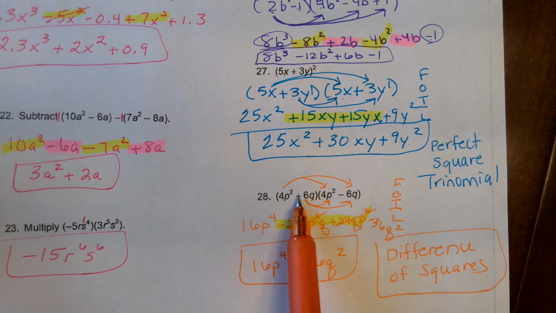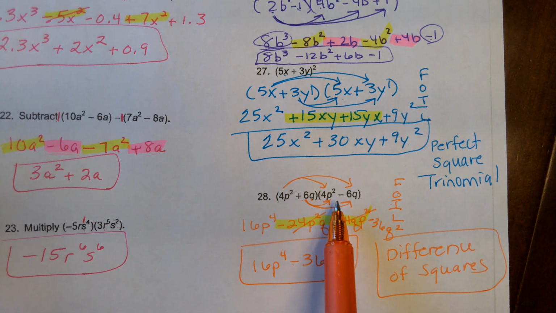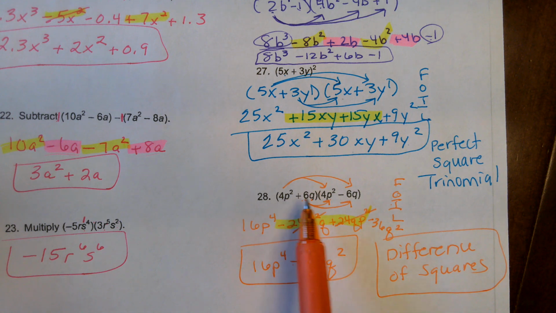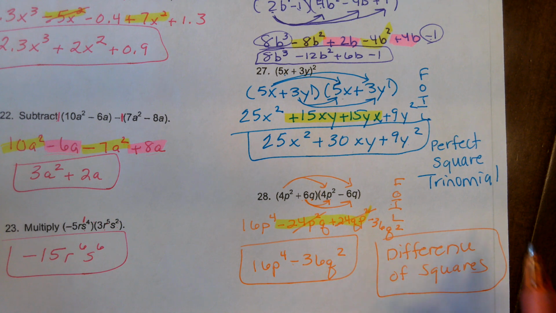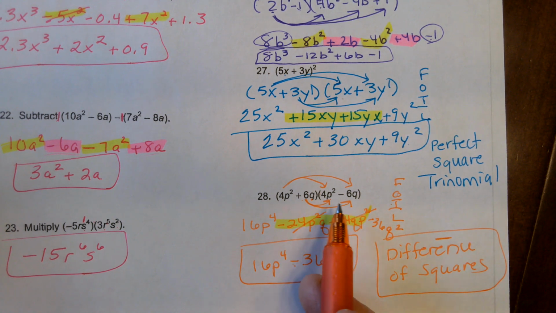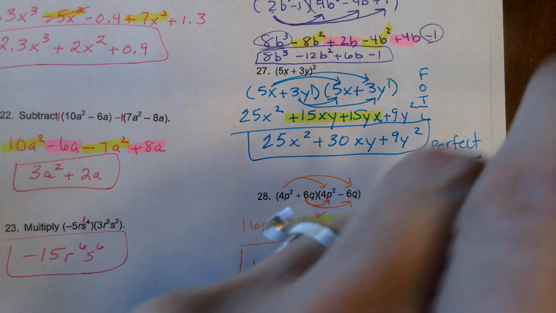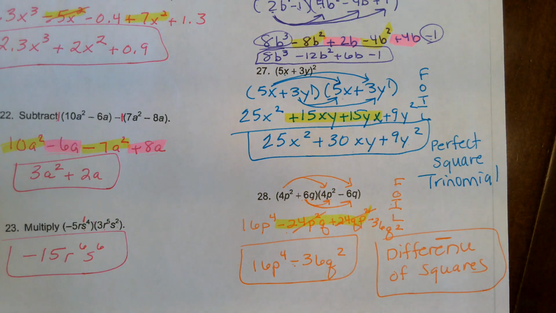Or if you notice the commonality where they're exactly the same except one's positive and one's negative, that is where these will get multiplied and these will get multiplied. It'll be a difference, which is subtraction, and the middle terms will always cross off. But again, this does take time to understand that.